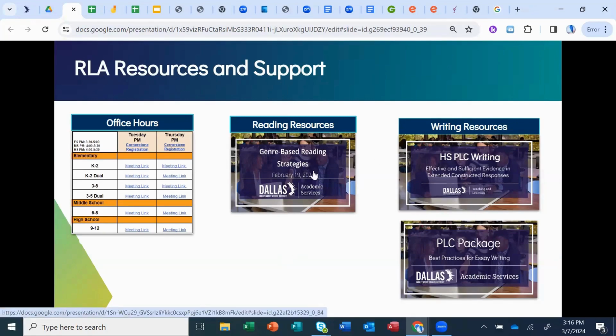We have also linked a presentation of a session that we did on February 19th, genre-based reading strategies. I know we spent a lot of time this year talking about writing, but this particular session focuses on how to approach reading. Also within Cornerstone are these 2 PLC packages on how to approach the ECR.